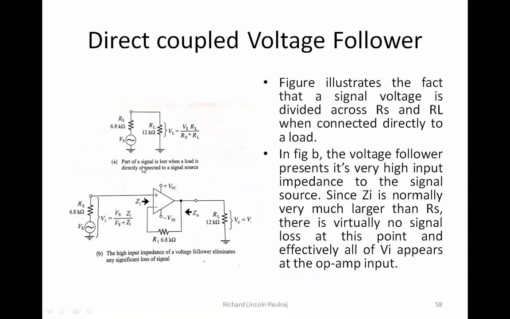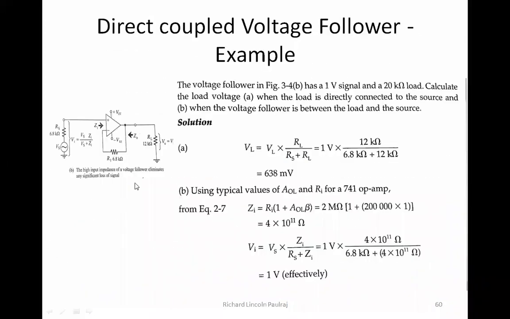Now remember, this circuit was just part of the circuit, isn't it? Part of this B circuit. The only thing that is differentiating between these two is that I do have a voltage follower circuit here, but I do not have it here, right? So we will be using this circuit in solving the example. Just for the sake of simplicity, I've brought it here. So it has a 1 volt signal. You can just make note of the given values: 1 volt signal and 20 kilo ohms load.